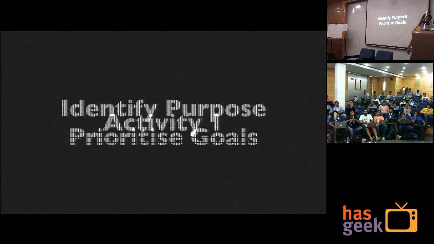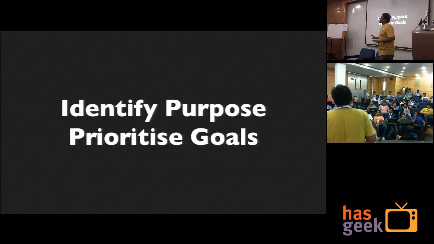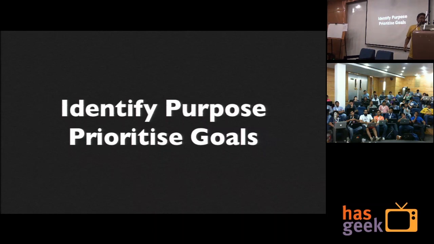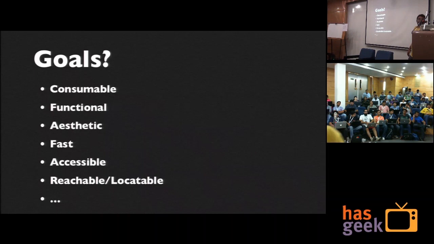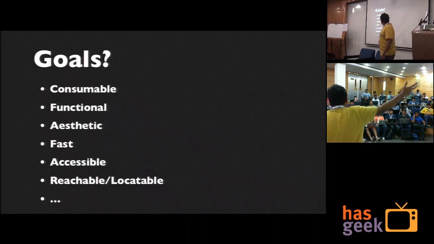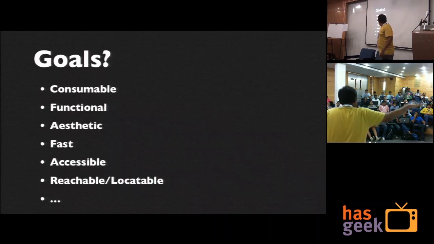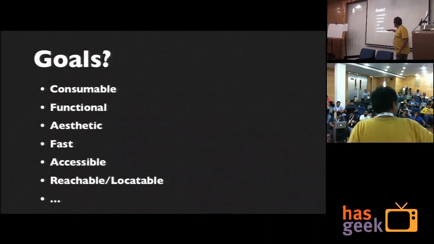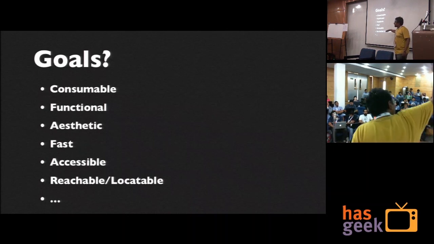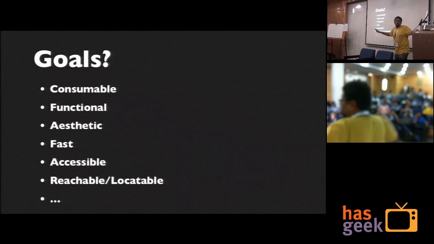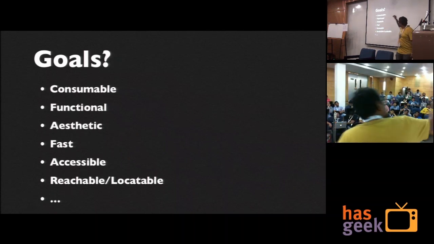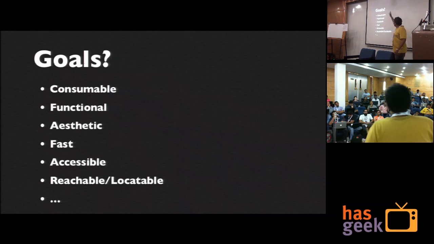Alright, no point. First activity, we want to identify purpose and prioritize our goals before we start on the web project. And what can our goals be? I've told you the purpose before, we want to run an expense app. But in our goals, I feel that these are the goals that we need to prioritize. Is our content going to be consumable, is our system going to be functional, is the final thing going to be aesthetic, that means good looking, is it going to be fast, is it going to be accessible, is it going to be reachable or locatable? If you want to add anything else, you can add more goals. If you have to prioritize, what is the most important of these? Speak up. Out of all these, most important.